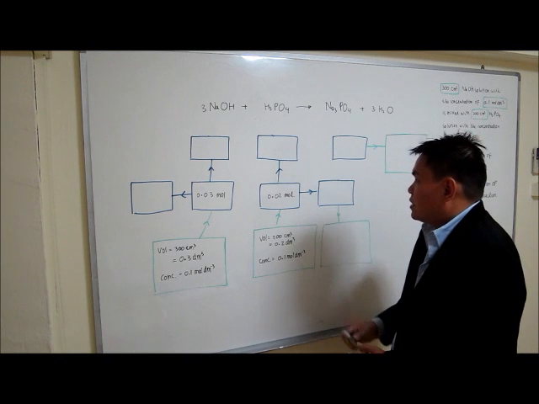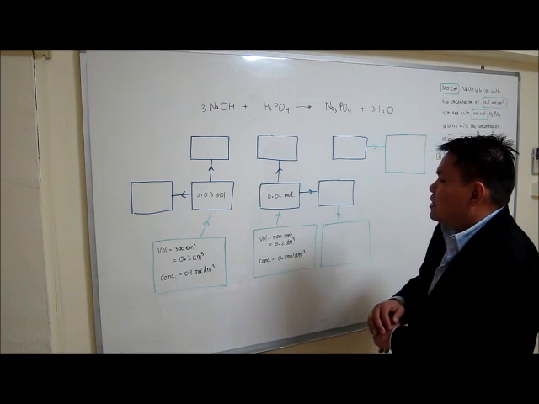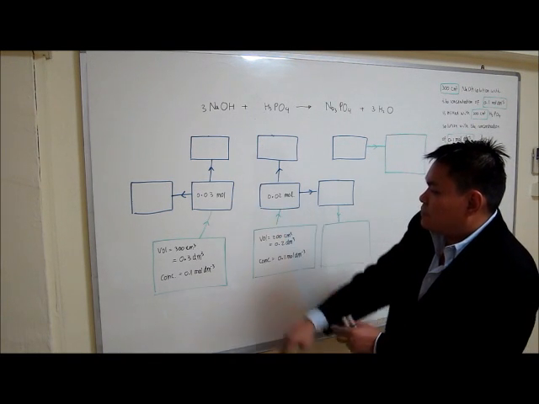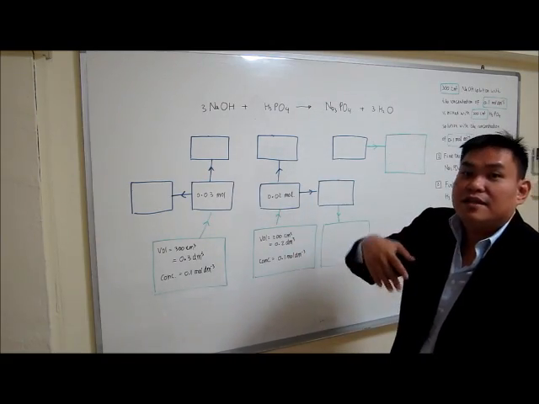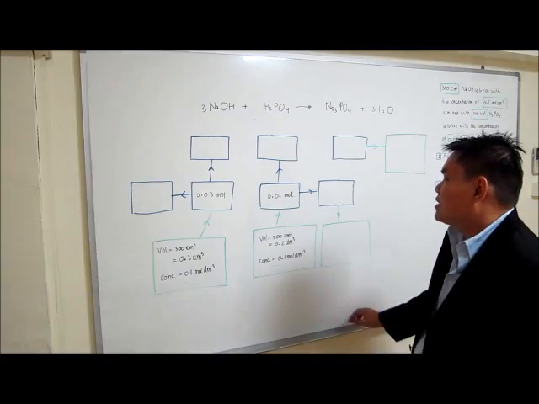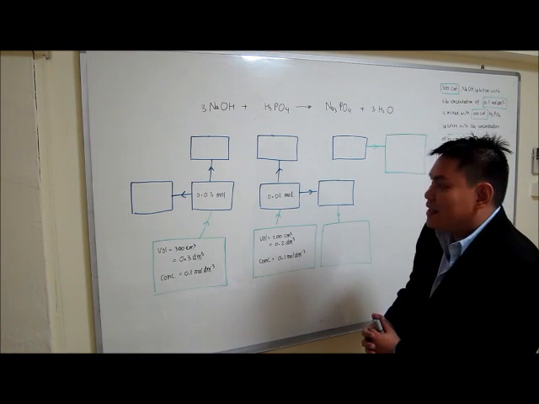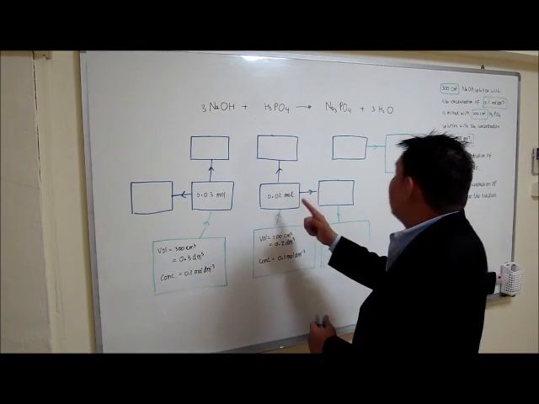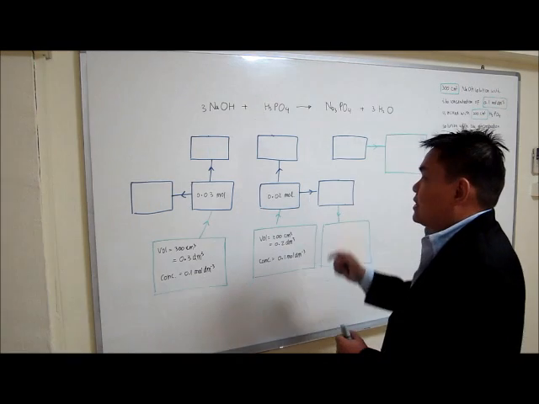Now, a lot of students have a certain misconception. Usually the student thinks that if you have a higher number of mole for a certain substance, that substance will be in excess, which is not true. This is a very good example to explain that wrong concept. In this case, you're going to find out that phosphoric acid will be in excess.